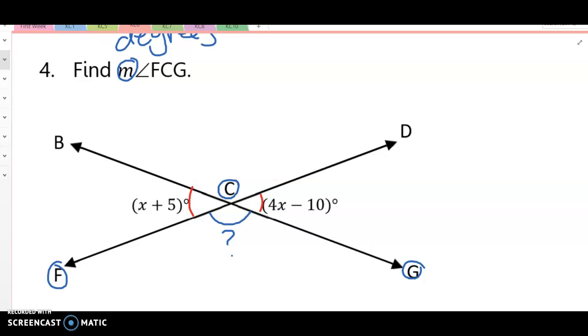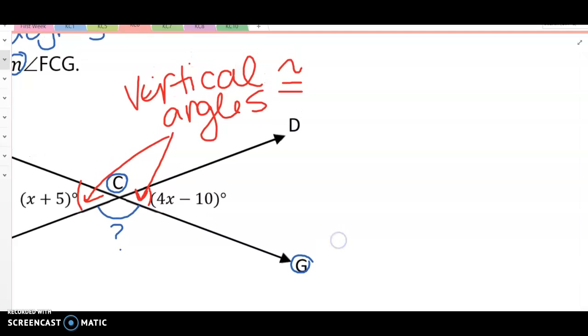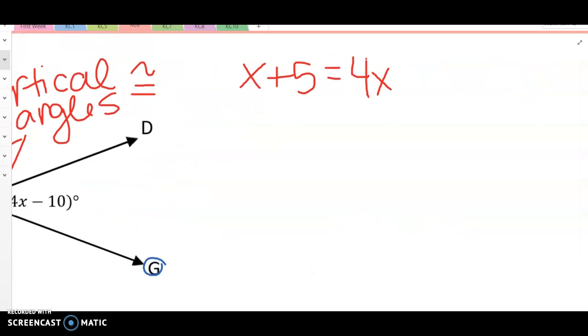They are vertical angles, right? This one and this one are vertical angles because they're across from each other. And vertical angles are congruent. So vertical angles are congruent, which means the same, equal. So we're going to say x plus 5 equals 4x minus 10. And we're going to solve it.